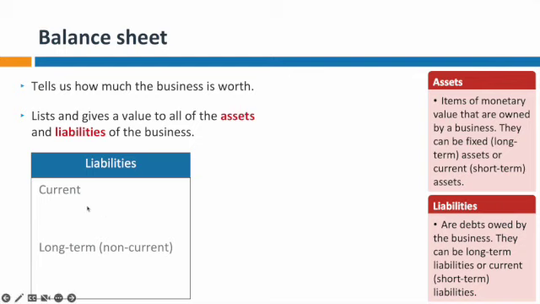Current liabilities are going to be those short-term sources of finance, such as overdraft, short-term loan, a loan, like for example, trade credit. Those are going to be current liabilities. Then long-term liabilities can be, for example, long-term loans, mortgages, debentures, those kinds of liabilities.